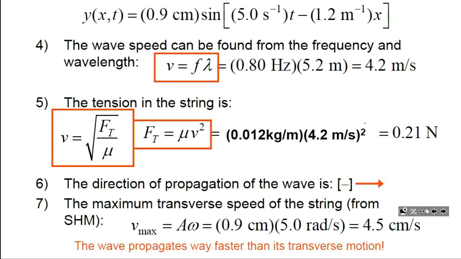You can see actually here, this statement tells us that those two speeds are very different. How fast does it propagate? How fast does the wave move? About 4 meters every second. But the maximum speed of a single oscillation is 4 centimeters per second. So confusing those two speeds might lead to a mistake. That's it. Those are different things.